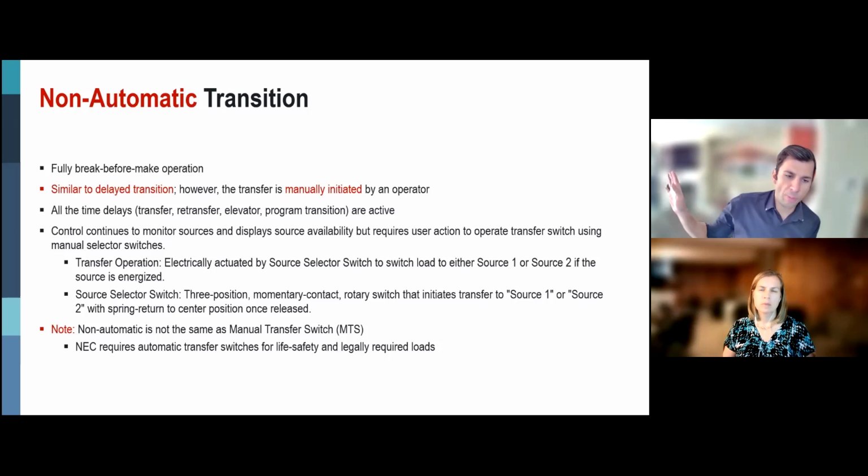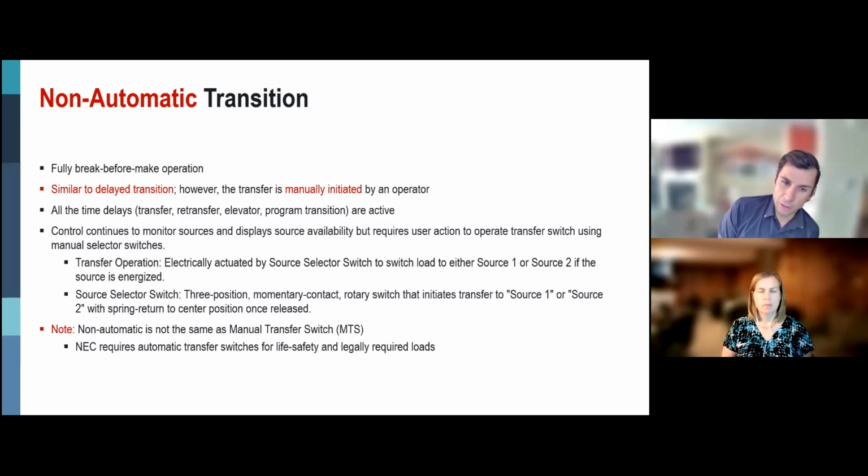Do note that if we go back to slide number, I don't know, 6 or 7 or 8, where I listed the NFPA and the National Electrical Code, NFPA 70, the NEC requires automatic transfer for life safety, legally required, and COPS operation. You do require an automatic transfer switch. You can't use a manual or non-automatic one.